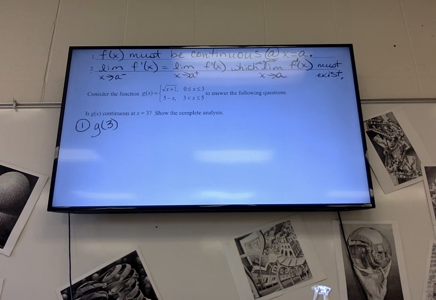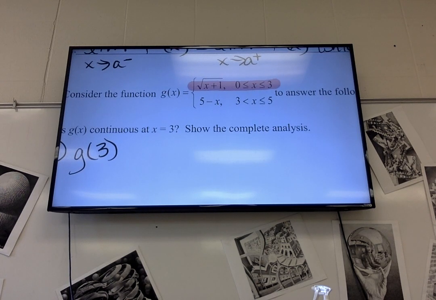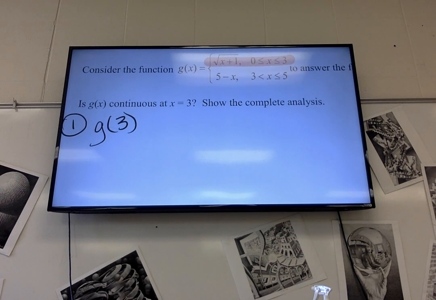So g of 3, does it exist? Yes. Which equation is g of 3? The top one, because the top one is for x less than or equal to 3. The bottom one is not true. So that's why I'm only using the top one. So g of 3 equals the square root of 3 plus 1, which is 2. So g of 3 exists.